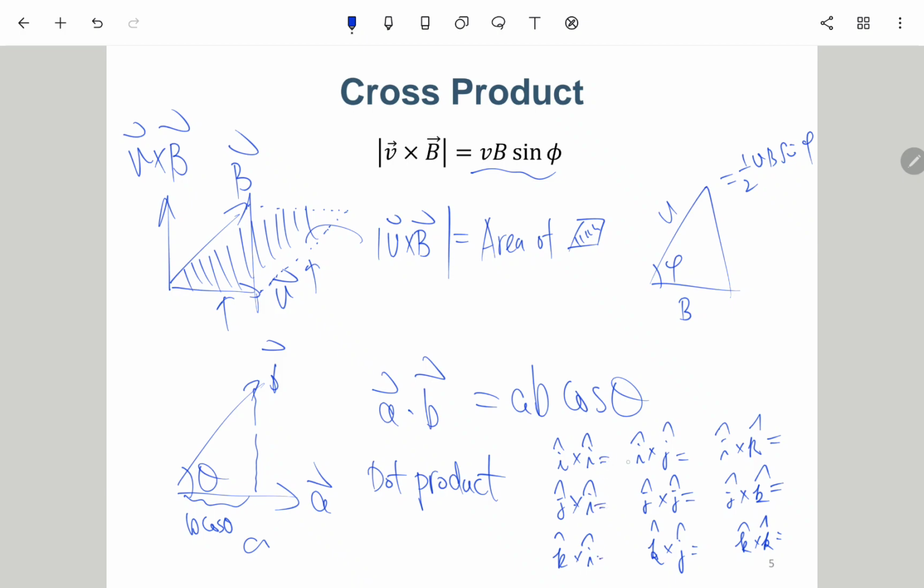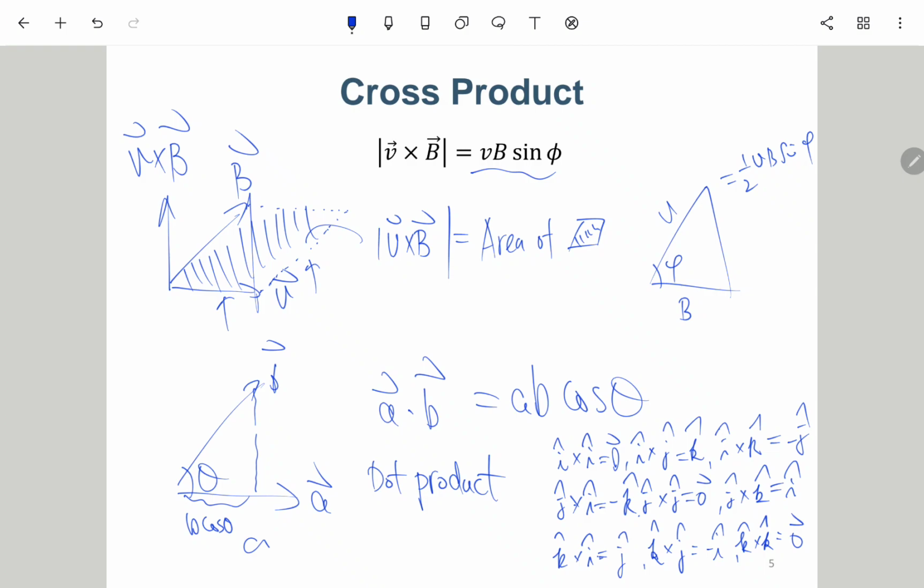First of all, i cross i, j cross j, and k cross k are 0. Then i cross j will be k, j cross k will be i, and k cross i will be j. Then i cross k will be negative j hat, j cross i will be negative k hat, and k cross j will be negative i hat.